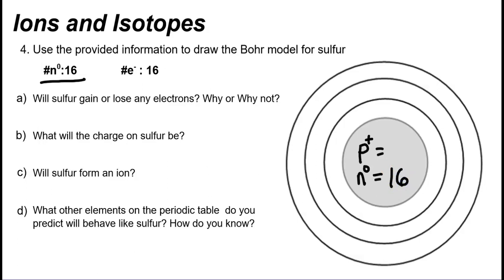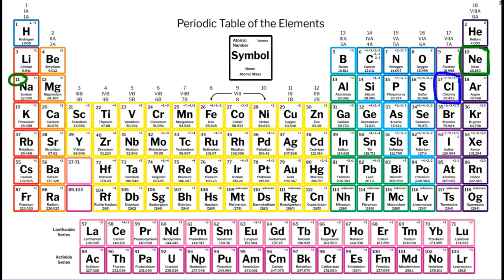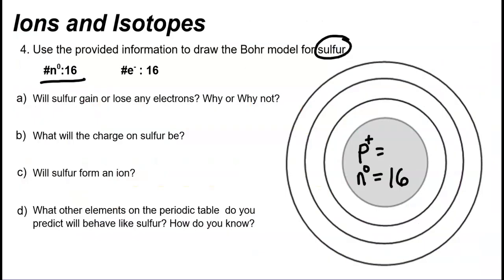And how can we figure that out? Well, it tells us that we have the element sulfur, so we can refer to our periodic table. We can find sulfur on the periodic table and look at its atomic number. So sulfur's right here, and it has the atomic number of 16. And so that tells me that this atom should have 16 protons.